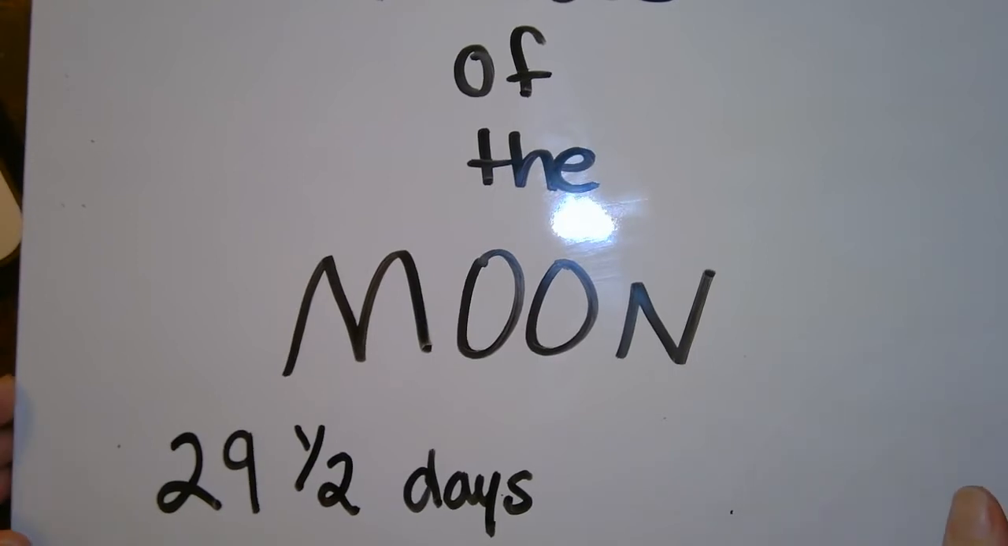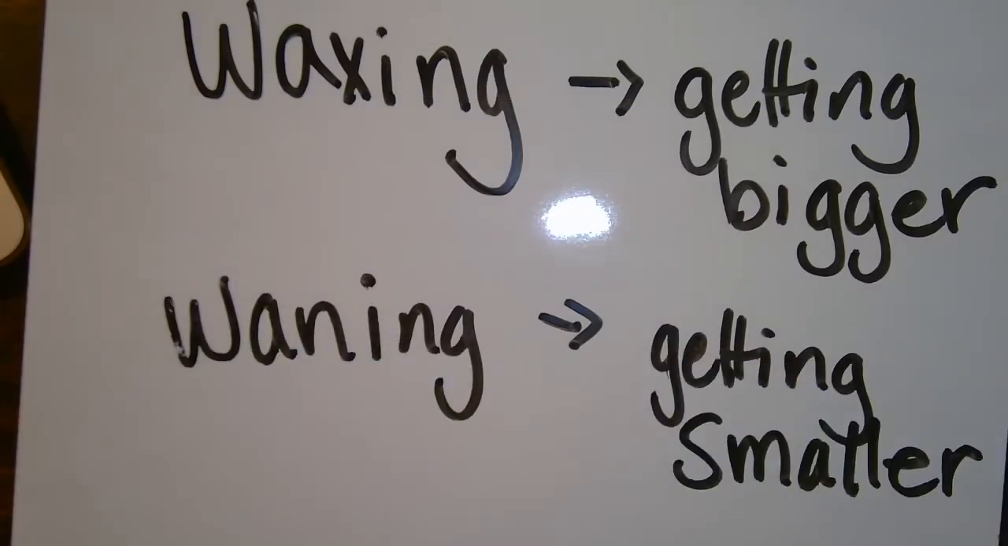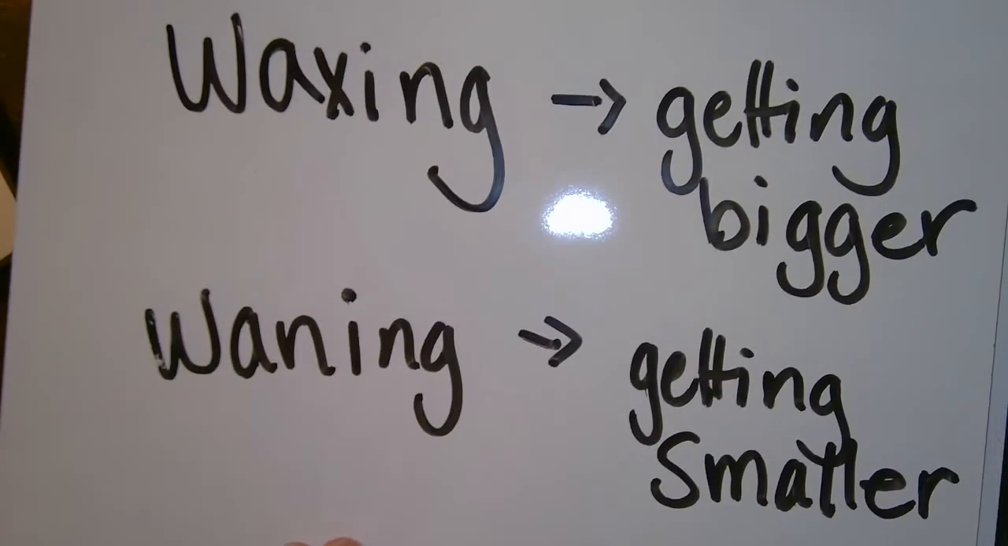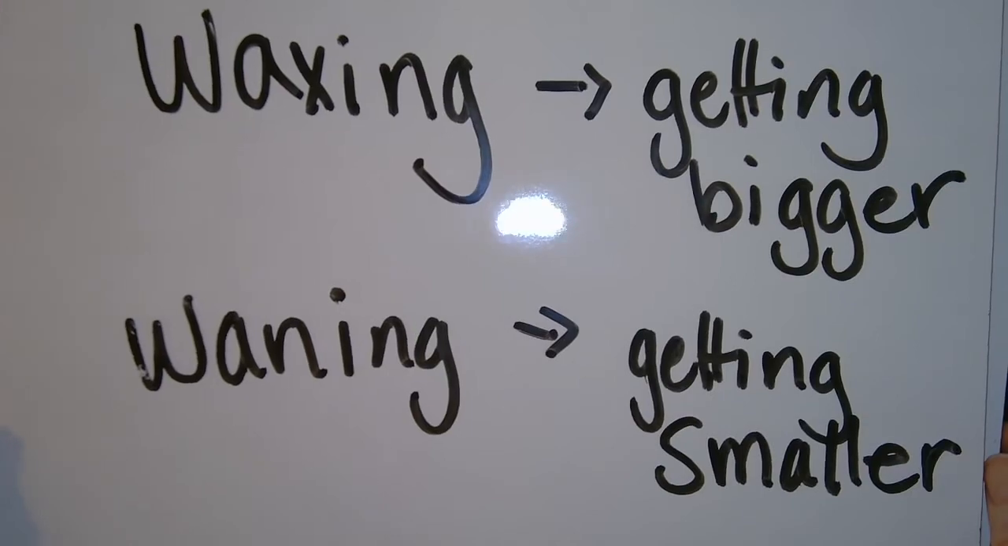All right, now, two key words I'm going to give you. We have waxing, which is going to mean getting bigger, and waning, which means getting smaller. You might remember those from a previous video. So waxing means we are going to be seeing more and more of the moon, and waning means when we are seeing less and less of the moon.